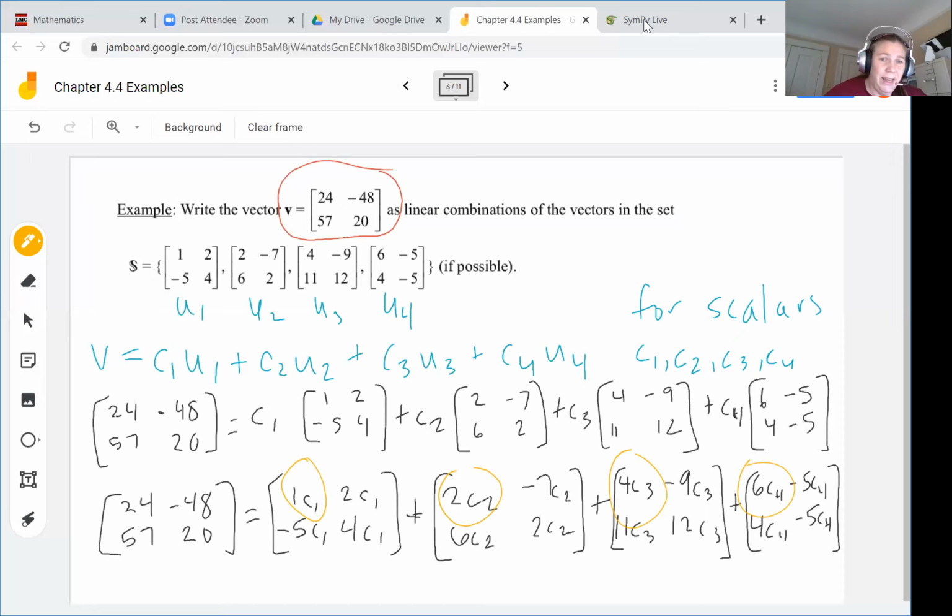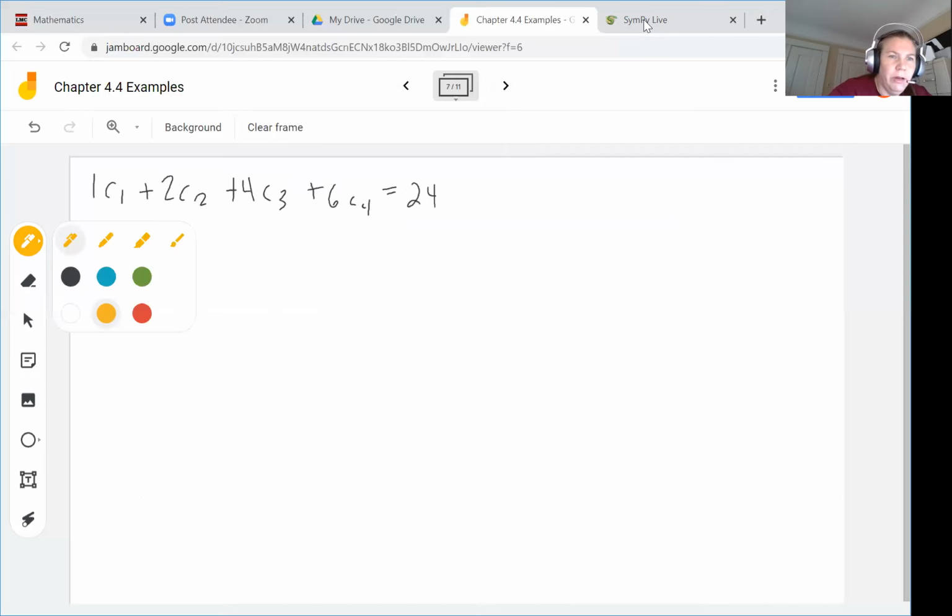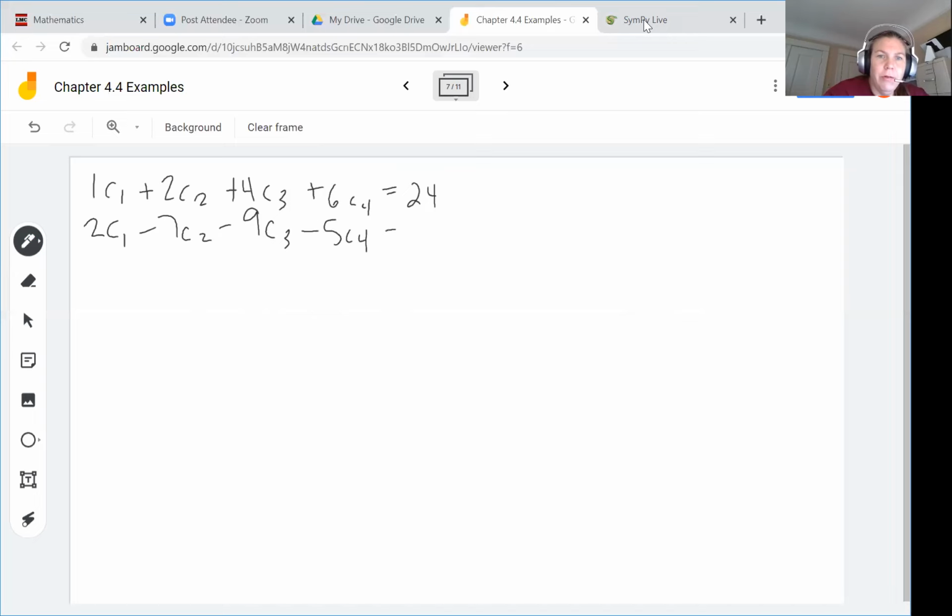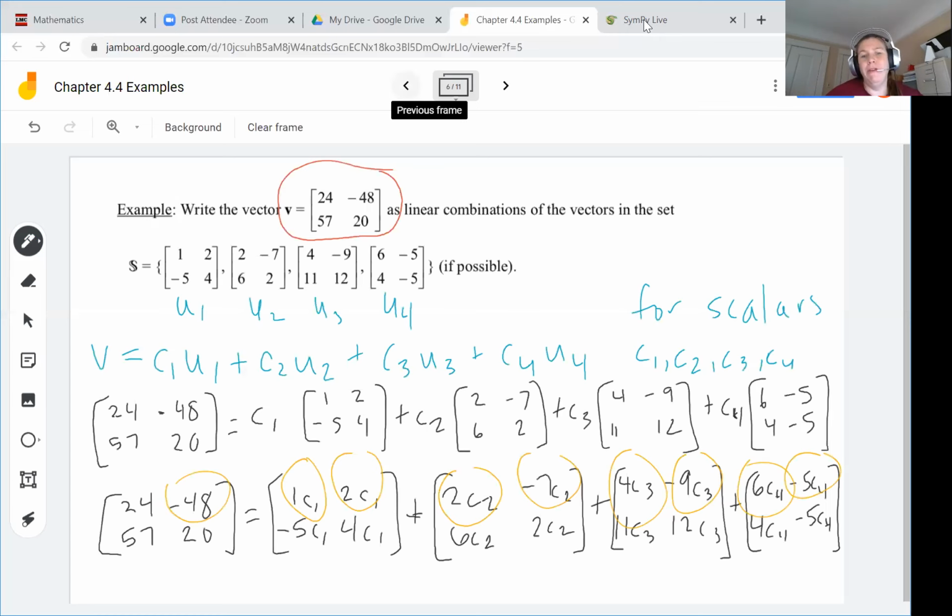And then I'm going to go to the second entries to write my next equation. So my next equation in this system is going to be 2C1 minus 7C2 minus 9C3 minus 5C4 equals negative 48. And I'm able to write this system because I know from matrix addition and properties that all of these entries are going to need to add up to make the resulting entries in matrix V.